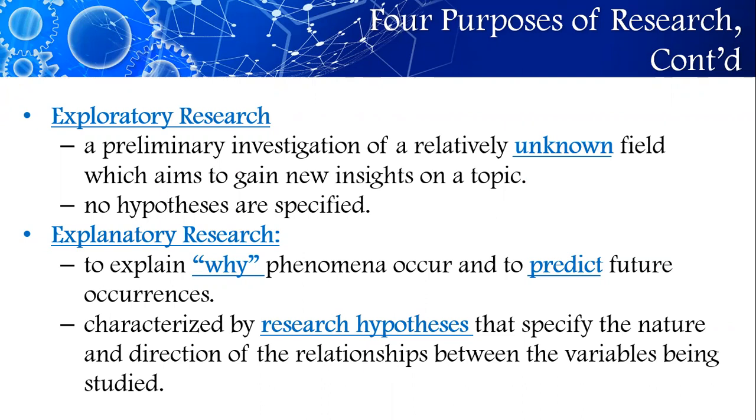Explanatory research helps to explain the why behind phenomena. So it helps to explain why phenomena occur, and it helps to predict future occurrences. This type of research is typically characterized by research hypotheses. So typically in explanatory research, you'll see research hypotheses that specify the nature and direction of the relationship between the variables being studied. Within explanatory research, you'll typically see words like correlates or predictors or antecedents.